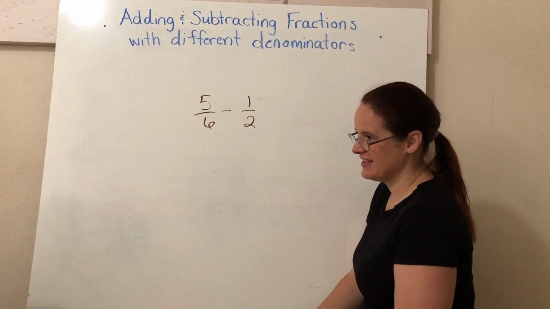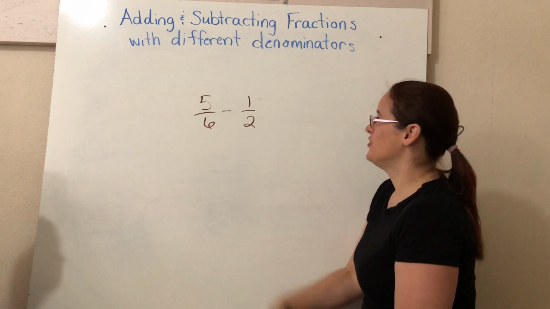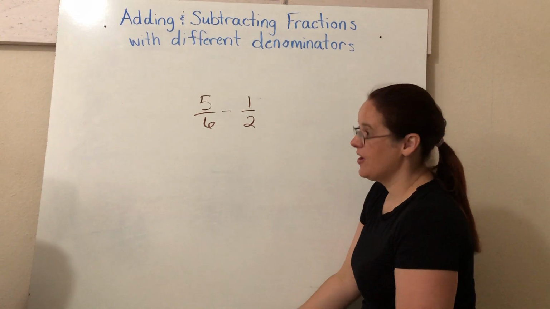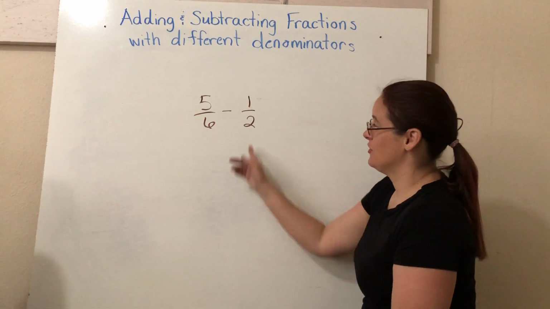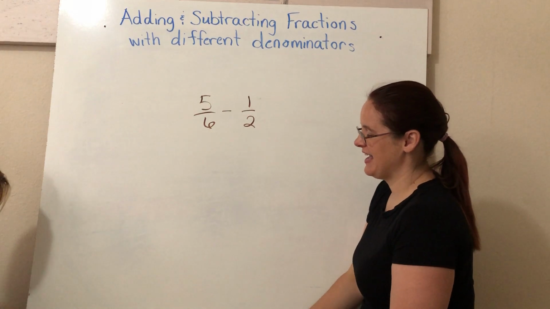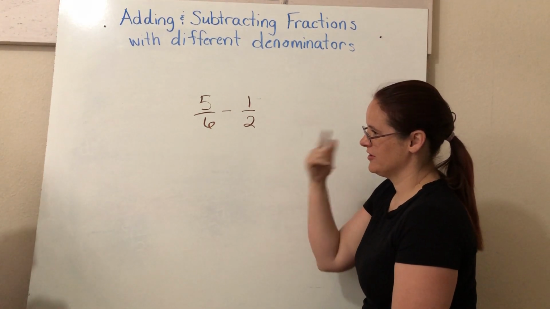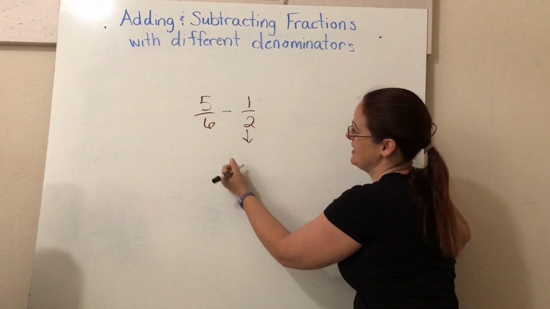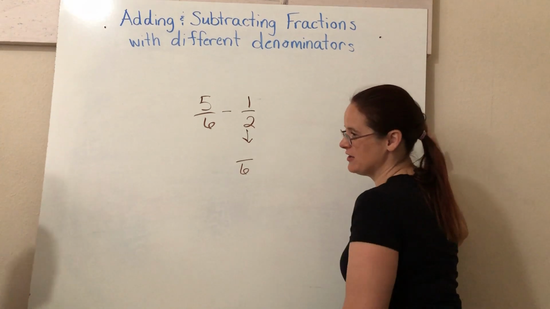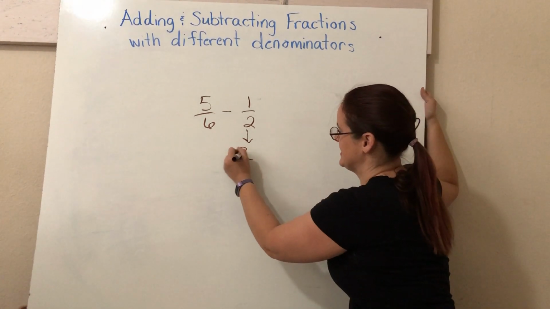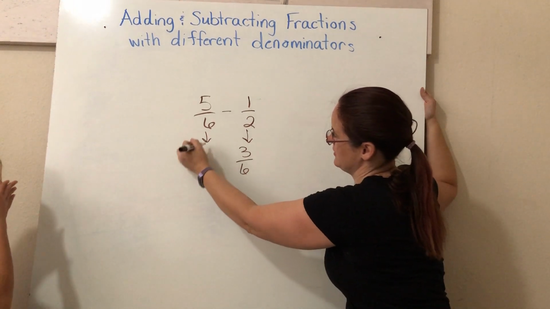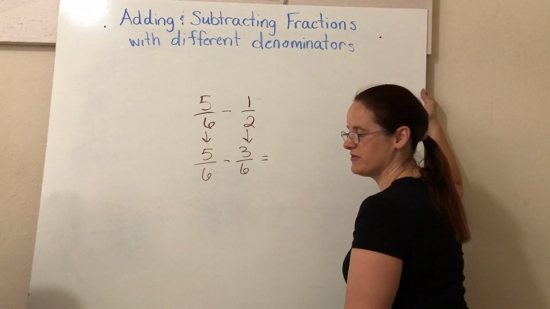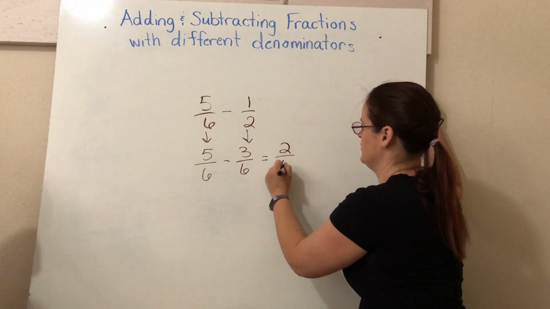Are they the same thing? Sixths and halves? No, I can't take half away from sixths. So I have to turn them into common denominators. So always start with your small number and count. 2, 4, 6. I can turn 1/2 into 6ths. So how many 6ths would be equal to 1/2? 3/6. And then I don't have to change this one at all. I have 5/6 minus 3/6. So what do I have left? 2/6 would be my answer.